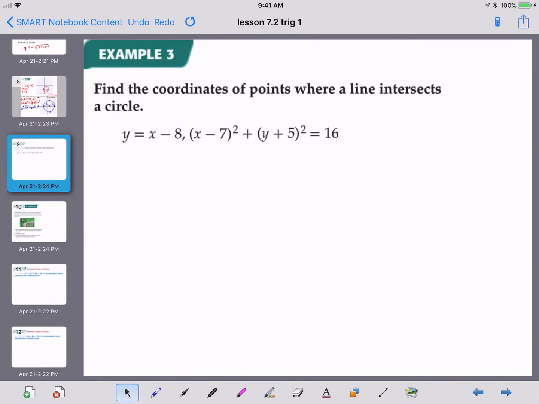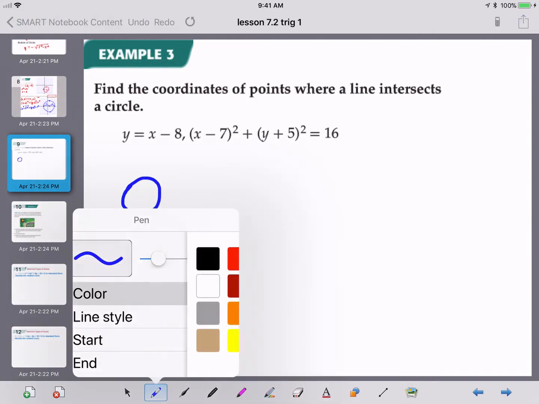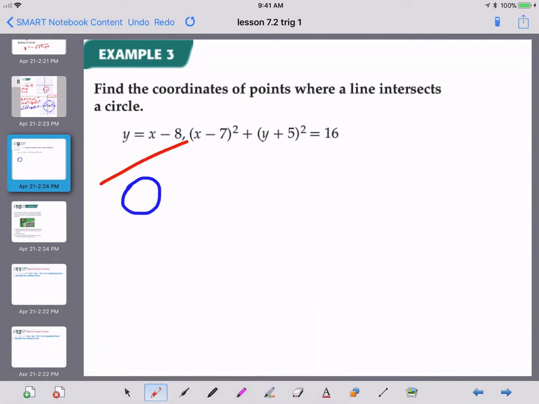Let's look at another example. It says, find the coordinates of the points where a line intersects a circle. Now let's just think about it for a minute. We can have a circle, and a line could never hit it. It could hit it once, or it could hit it twice. So we might not get an answer at all. We might get one answer, or we might get 2 answers. So how do you figure it out?